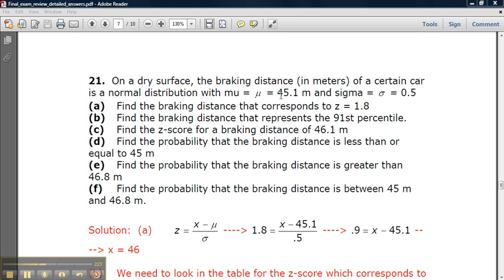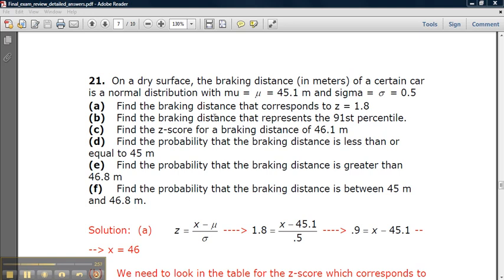So I could just figure that out without going through an entire process. I think the easiest way to approach this is simply, since it's 1.8 standard deviations, just go 1.8 times 0.5 and then add it to 45.1. And if you do that, you're going to get, what's the value down here, 46. That's the easiest way to do that one.